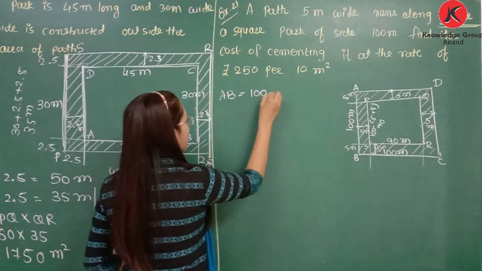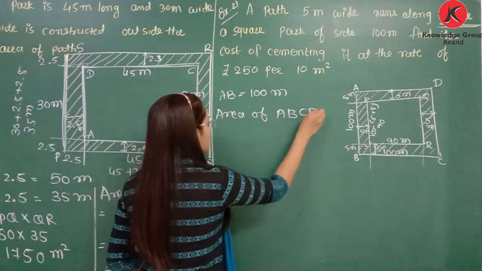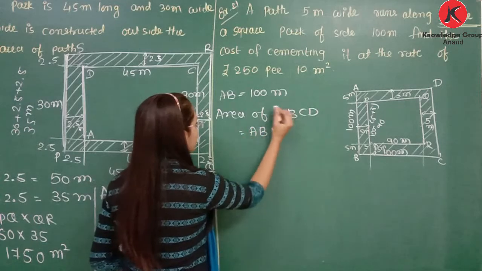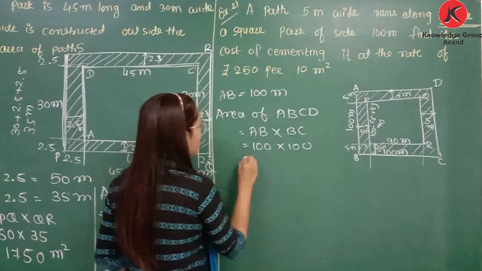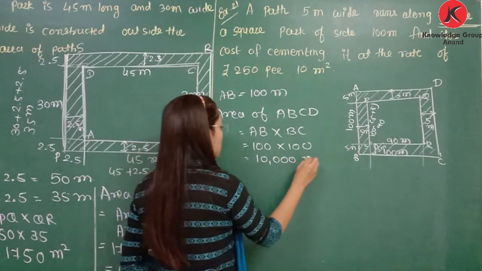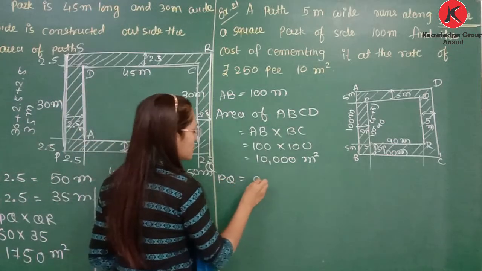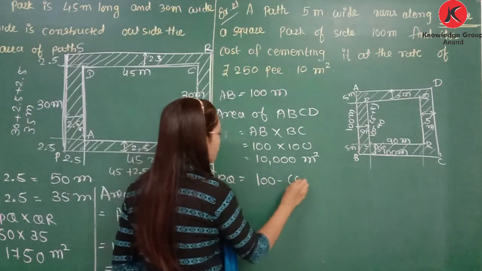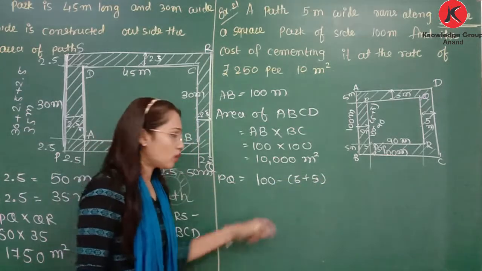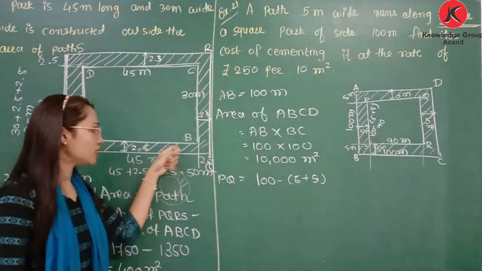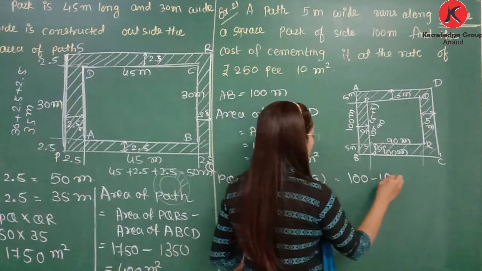So let's find. AB is equal to 100 meters. So area of ABCD, that is AB multiply BC. Here it is a square, so 100 multiply 100. So that is 10,000 meters square. Now PQRS. PQ is equal to 100 minus 5 minus 5. If the path is inside, then we need to subtract the length of the path. And if the path is outside, then we need to add the length of the path. Clear? So it is 100 minus 10, that is 90.